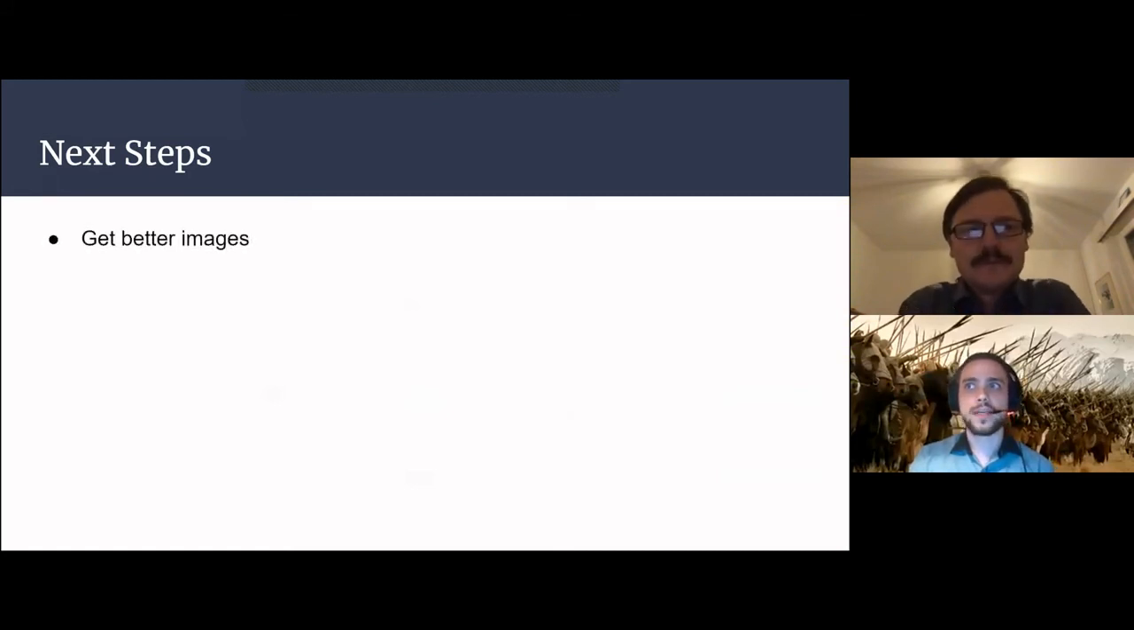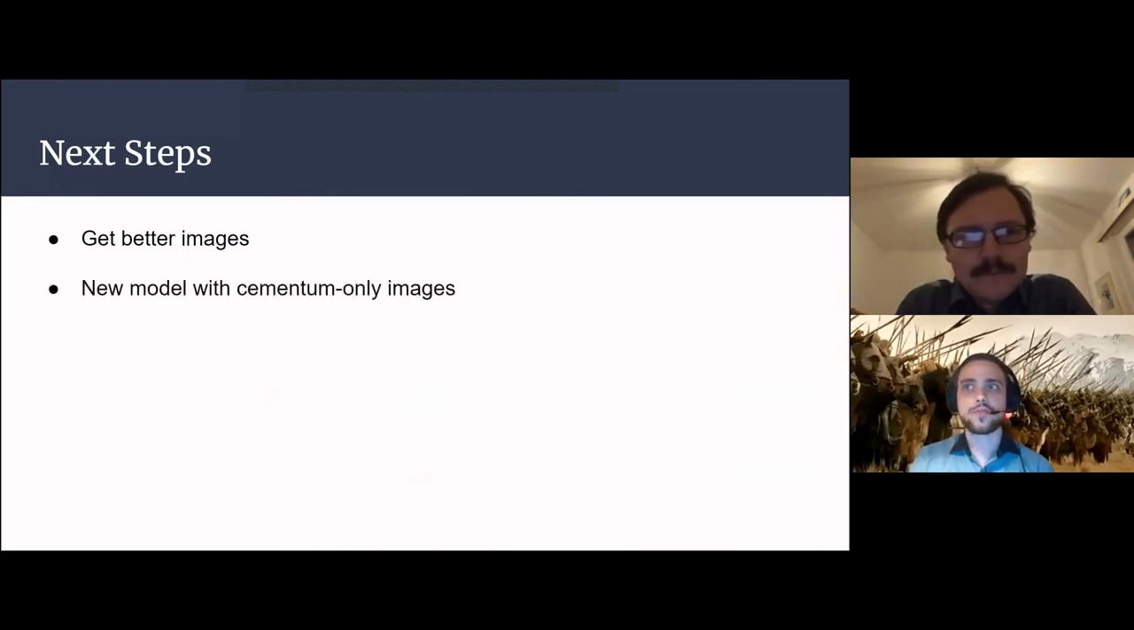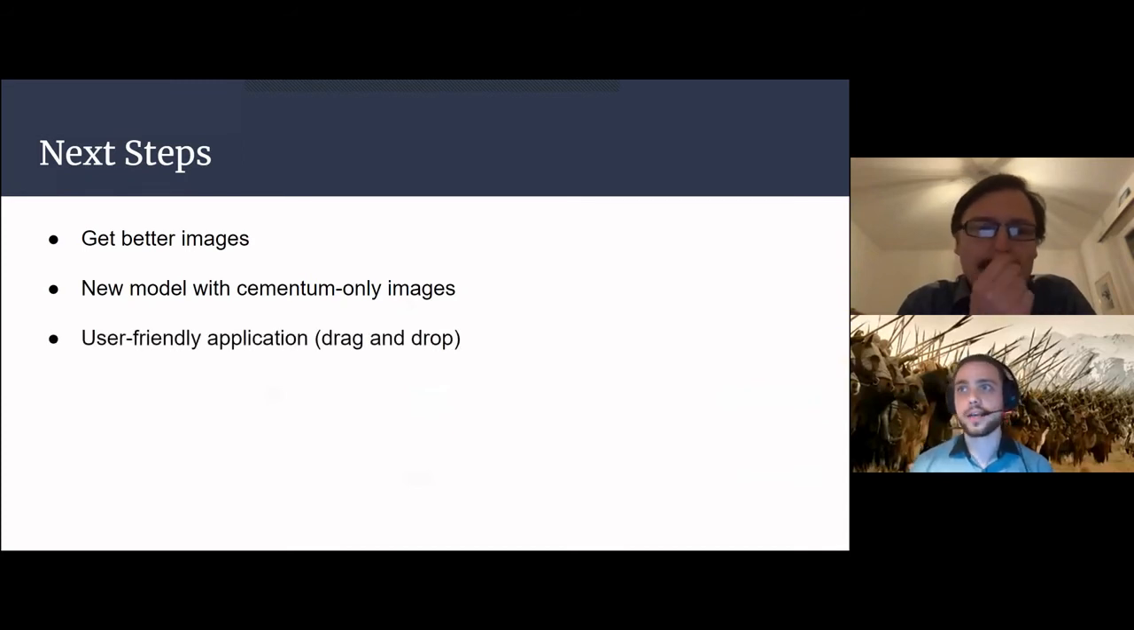So the next step would be to try this again with slightly better images, which are more curated. Try the model again with these cementum-only images. And then once we have something that works, ideally we would create something which could be used by someone who is not necessarily familiar with how the machine learning works.